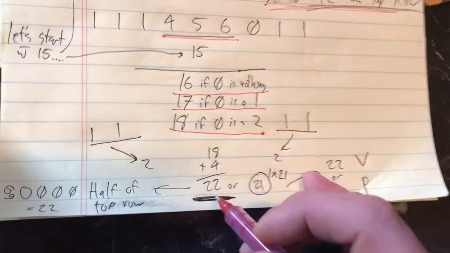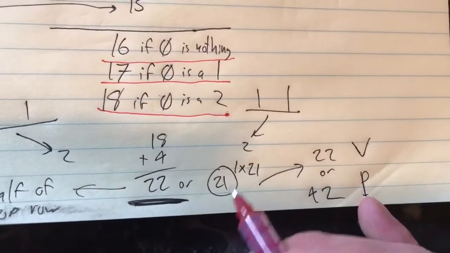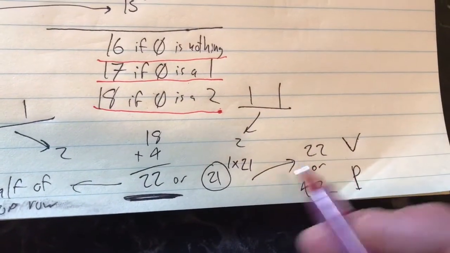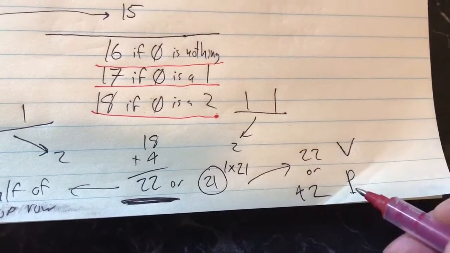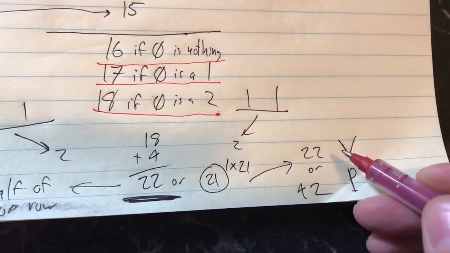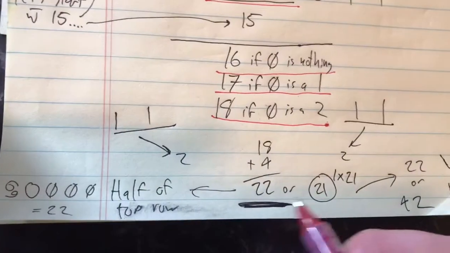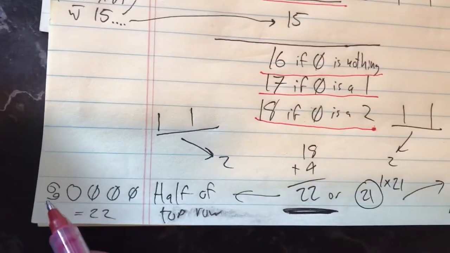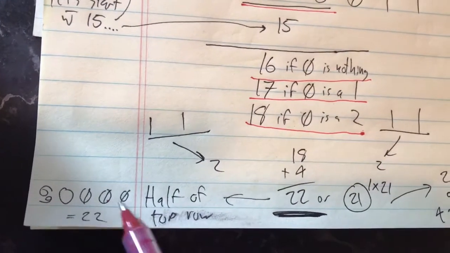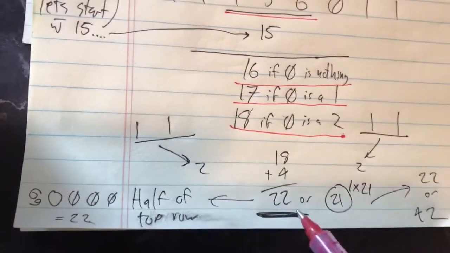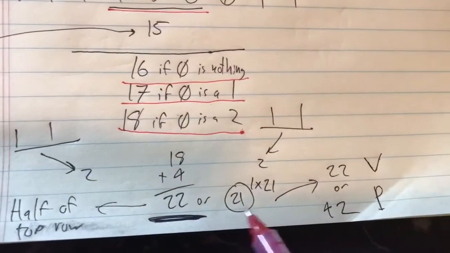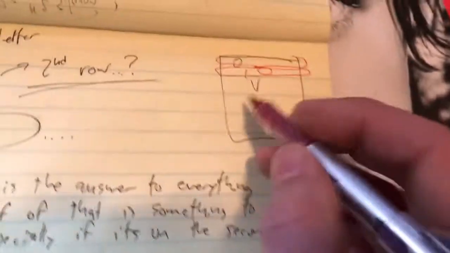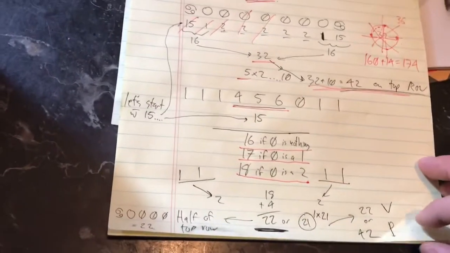18 plus 4 is 22, which is a circle 21, or a 1 by 21, which could be a 22 or a 42. It's like your vice president, but backwards. The capital P is 42, and the lowercase v is 22. But it's half of the top row, because 6, 9, ring, circle slash, circle slash, circle slash, equals 22. Half of the top row, you have to bubble it, because you know you're going to be interleaving them. Anyway, thought that was interesting.